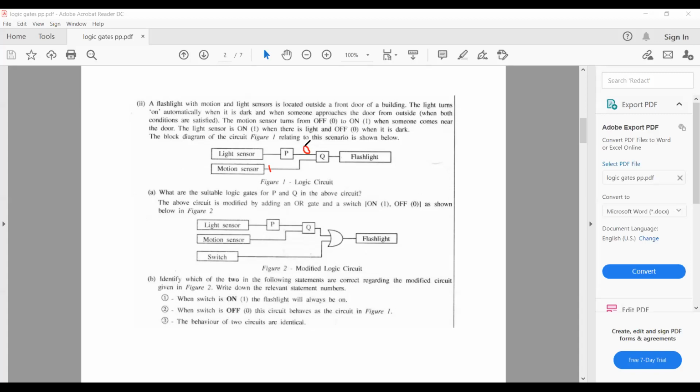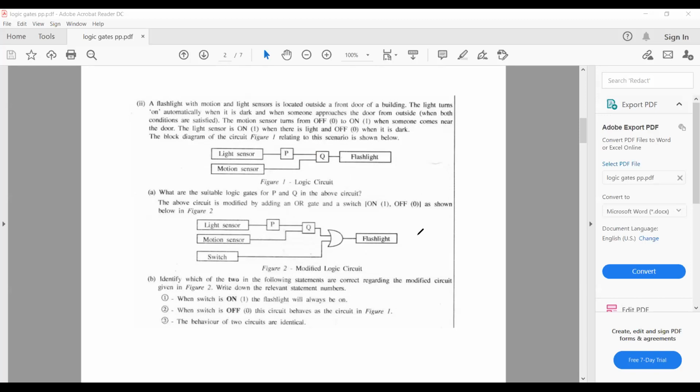Because when it is dark the light sensor value is 0, whatever the sensor gives should be converted to 0. That means P should be a NOT gate. P should be a NOT gate. And Q should be an AND gate, because only when both conditions are true does it work. Okay, right. Then the next part.